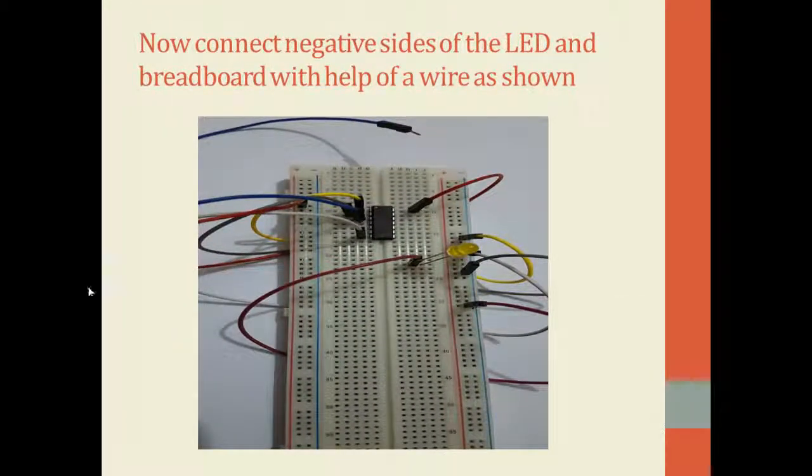Okay, now the next thing is to connect the negative side of the LED to the breadboard with the help of a wire. This one represents the negative side of the LED, and I'm connecting it with the negative side of the breadboard, which basically gives a ground to the LED.